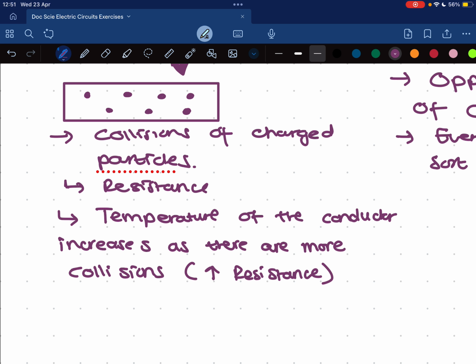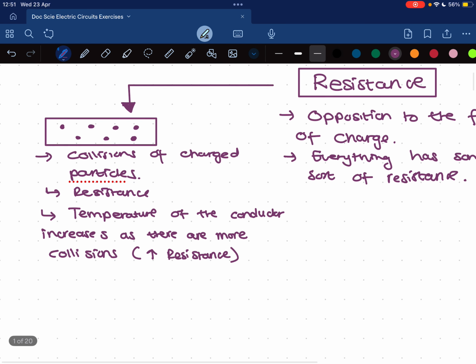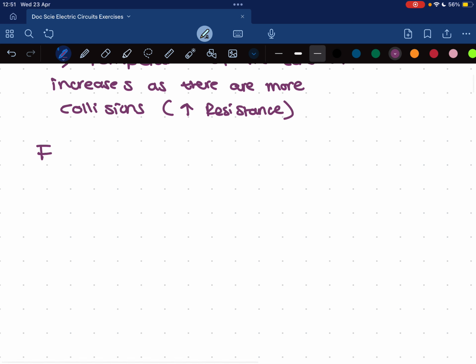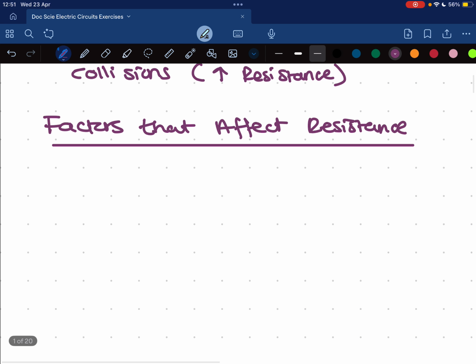So there are factors that are going to affect the resistance of a particular conductor. Okay, and these are factors you have to know off by heart. So there are 4 factors that are going to affect resistance. Okay, the first factor is of course the type of conductor.